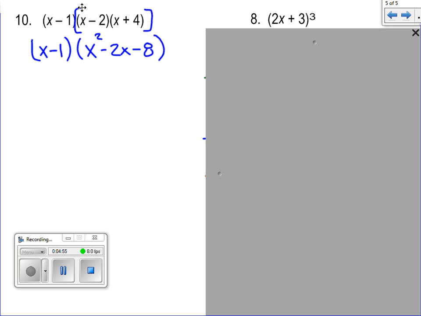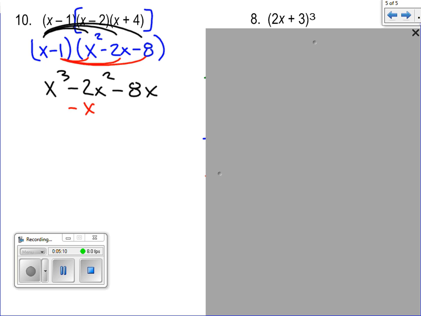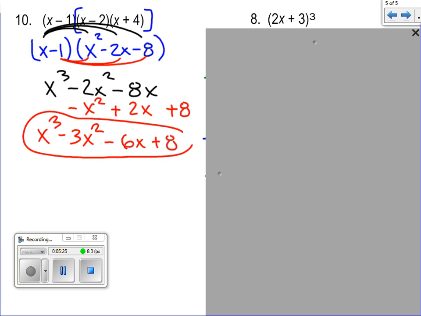All of a sudden I've got the same problem as I had on the last page, or basically. So I'm going to get x cubed minus 2x squared minus 8x. And minus x squared plus 2x plus 8. Watch those double negatives. All right, x cubed minus 3x squared minus 6x plus 8. There's your final answer.